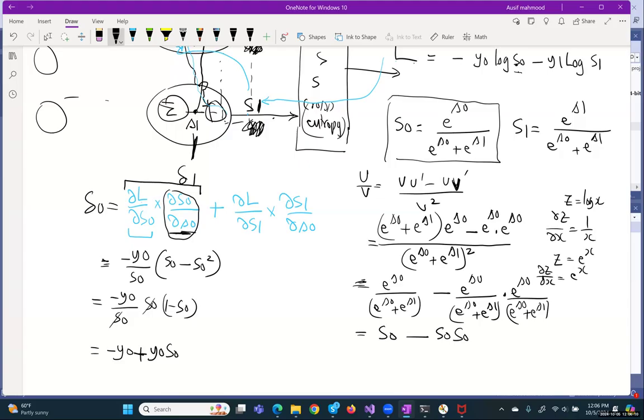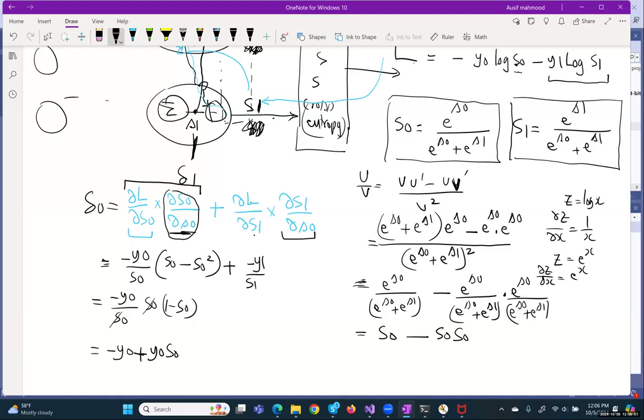So now let's go to the second part over here. Partial L over partial S1. So here's the loss. Now you can see the first term will disappear. We'll only focus on this one. So what is that? Minus Y1 over S1, right? Now let's go to the second part, which is partial S1 over lowercase S0. So we will now focus on this equation.